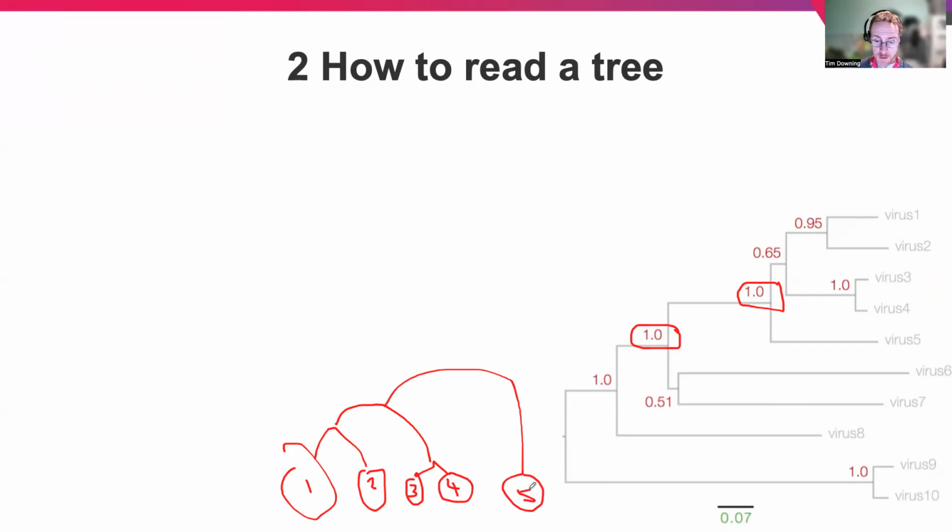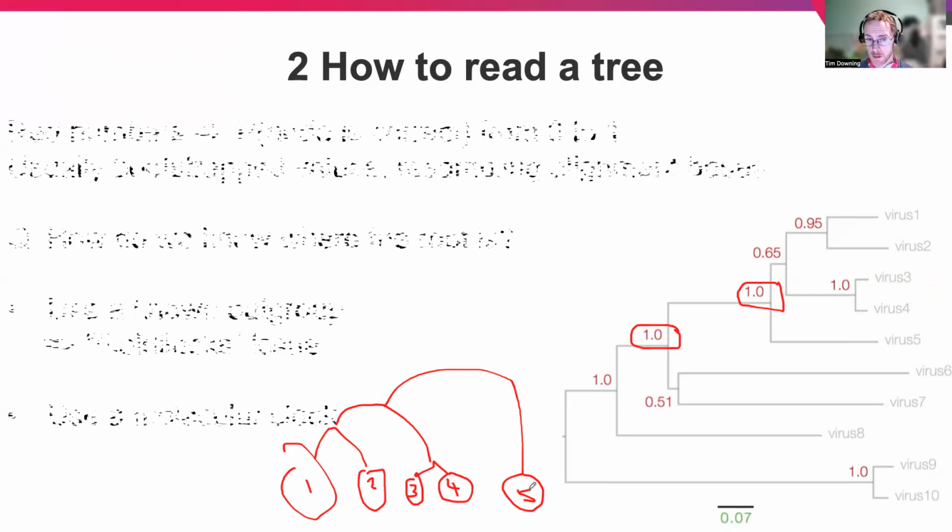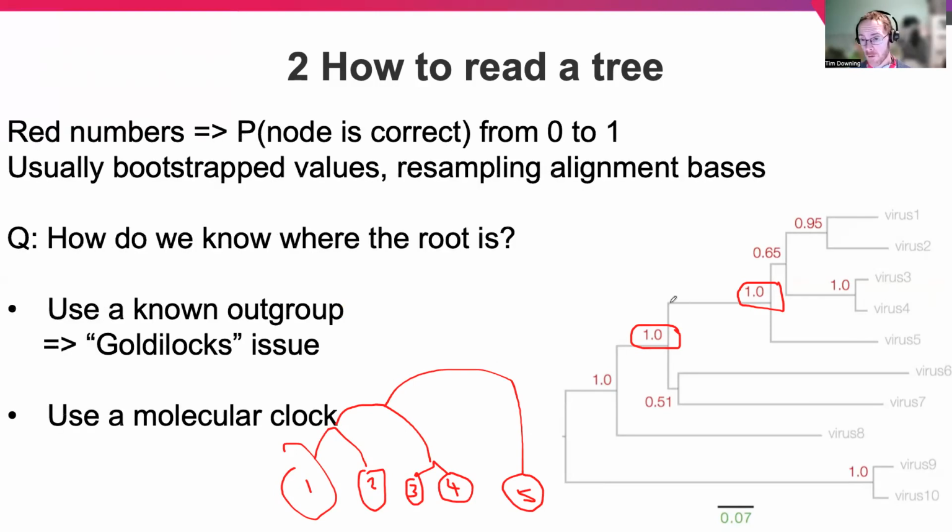So what bootstrapping does is estimate the robustness of the alignment by resampling across all the different sites that are in this alignment. So if there's 100 sites, what we might do is randomly resample from those 100 sites with replacement. So sometimes sites might get oversampled, some might get undersampled.